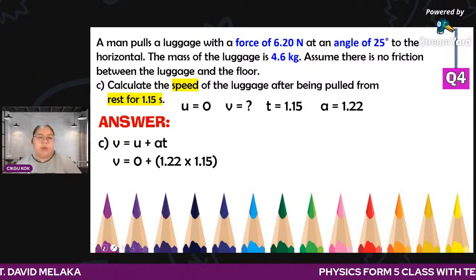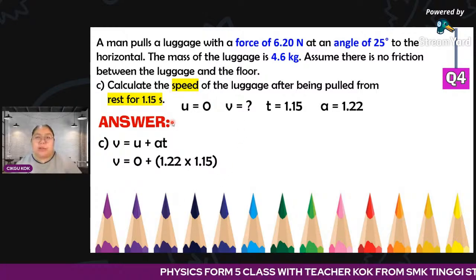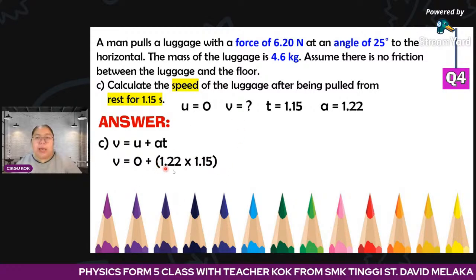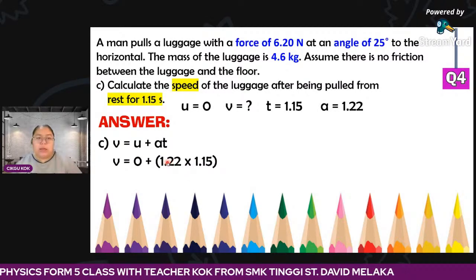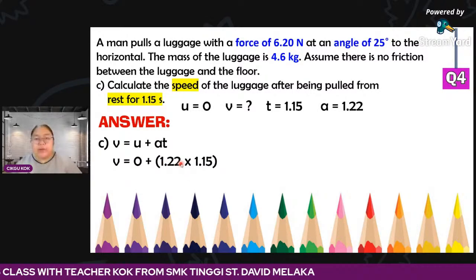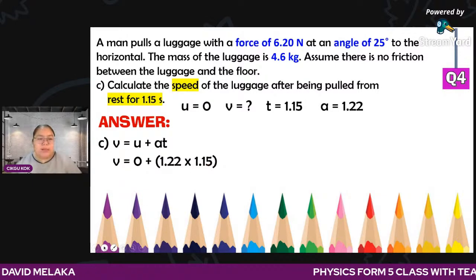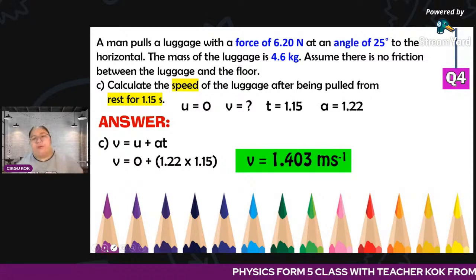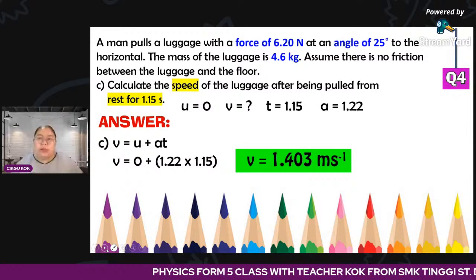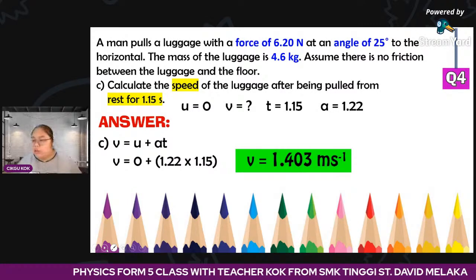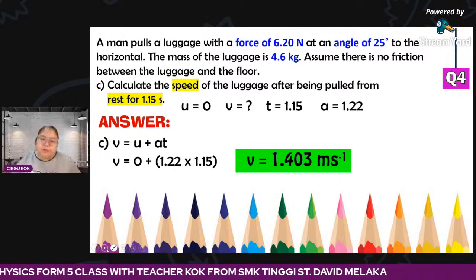Okay, V equal U plus AT. V equal U, which is at rest, so 0, plus AT. Okay, A is 1.22, we found it just now already. Then 1.15, it's the time taken. So from here, we get the answer 1.403. Okay, correct or not? So you check, you check correct or not?